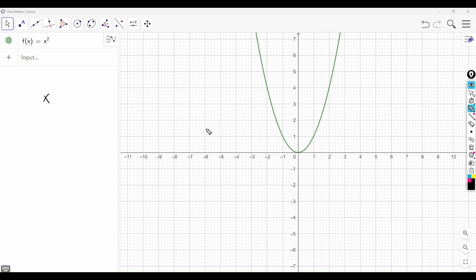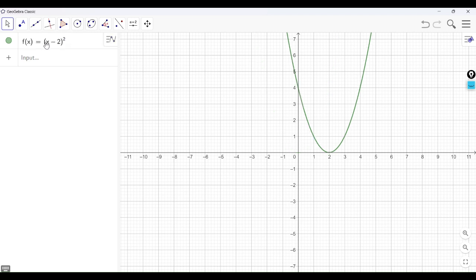Let me show you more what I mean. Instead of x squared, we're going to write x minus 2, squared. So where there used to be an x, now there's an x minus 2, and you can see the graph moved 2 to the right. It works like that in any function. It doesn't matter what the function is. And of course, if I add 2, it's going to move to the left.